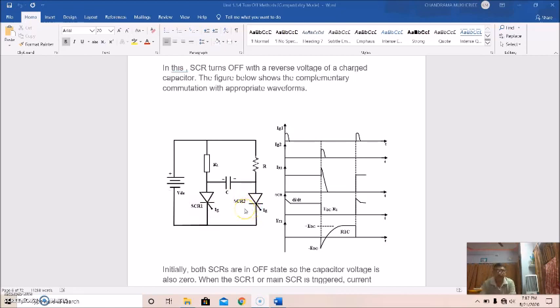Then capacitor C is charged through the load, and its polarity becomes reversed. The charging path of the capacitor is: this positive, then load, then C positive, C negative, then this and this one. So at the end of this operation, the conditions are thyristor 1 off, thyristor 2 on, and the capacitor at negative supply voltage.